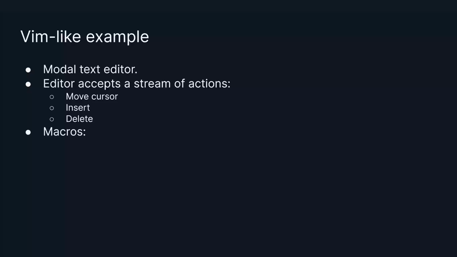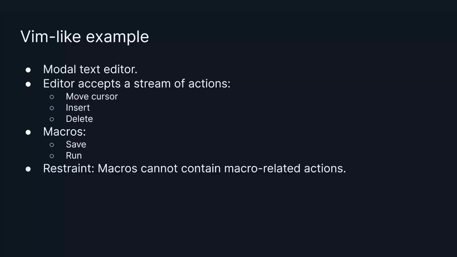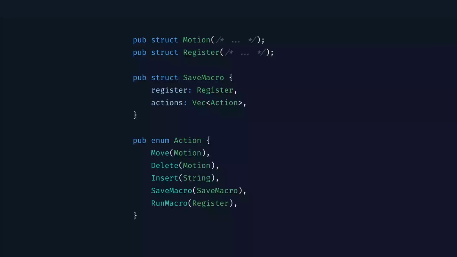But then Vim also has a concept of macros, and macros are a combination of actions that can be saved and executed multiple times. In our example editor, we're going to add the constraint that recorded macros are not allowed to save or record macros inside of them. Note that real Vim actually does support recursive macro operations, but this is a motivated example, so let's just roll with it. If we were to implement a type for our actions, it might look something like this on first try.